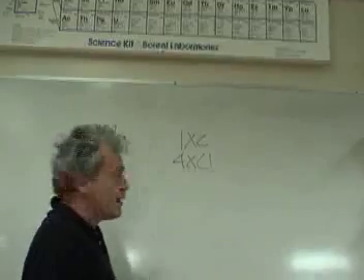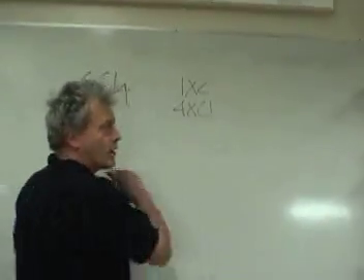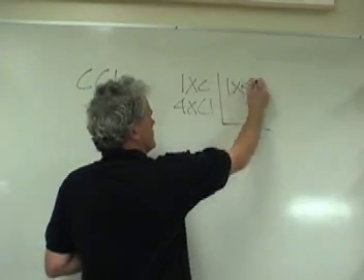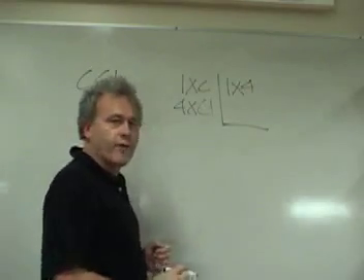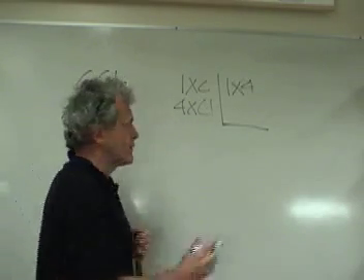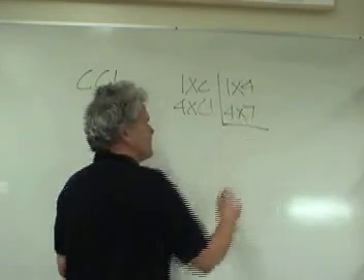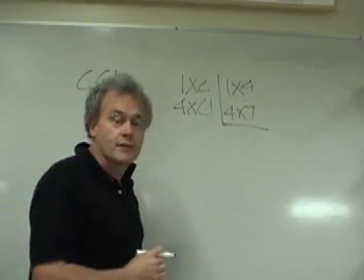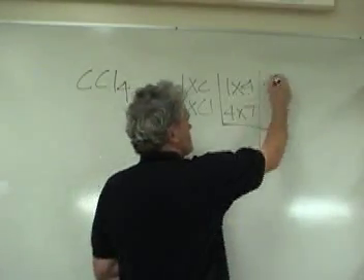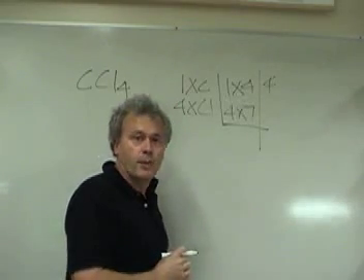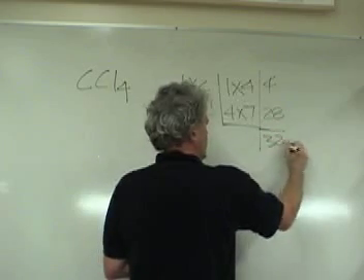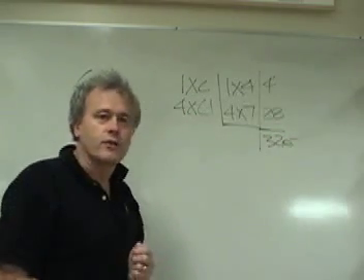So now I'm going to figure out how many valence electrons in total are going to be in this molecule. There's 1 carbon. Each carbon has 4 valence electrons. There's 4 chlorines. Each chlorine has 7 valence electrons. Now I'm going to figure out the total number of valence electrons that are in the molecule. 1 times 4 is 4. 4 times 7 is 28. 4 plus 28 is 32. 32 valence electrons are in the molecule.